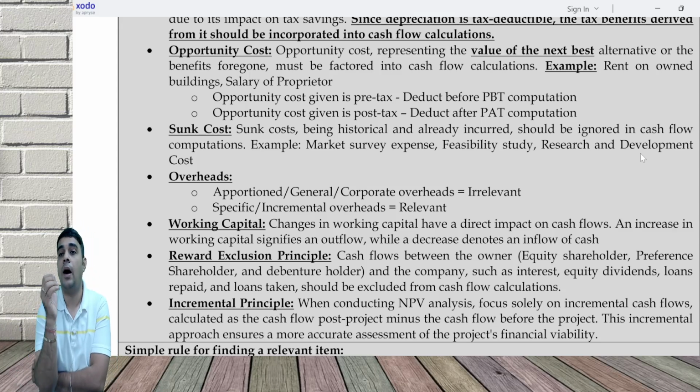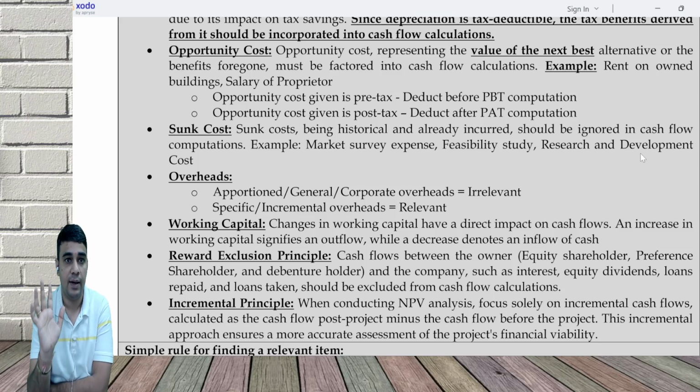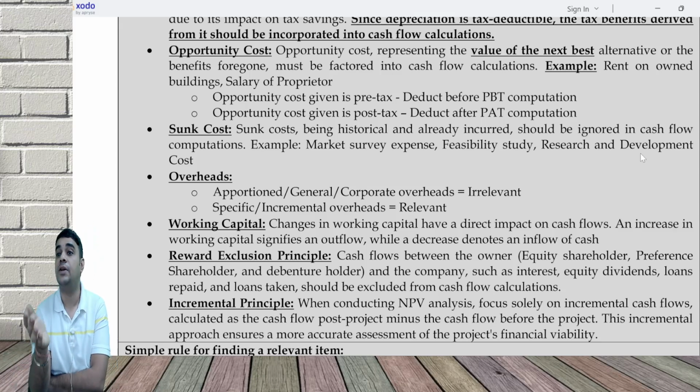Overheads. Some questions will use the words apportioned overheads, general overheads, corporate overheads, distributed overheads. All these are irrelevant. What is relevant is anything specific to a project. For example, I am taking this batch now. Because of this batch, we are incurring extra electricity cost. That is relevant. But we are also incurring rent because of the batch. That is irrelevant, because my team will distribute rent cost even for this batch. Even if I had not taken the batch, I would have paid the rent. So rent is an irrelevant cost, but electricity is a relevant overhead. Even in electricity, some part is irrelevant. Even if I had not taken the batch, some electricity would have been consumed. Only the extra I am consuming is relevant.